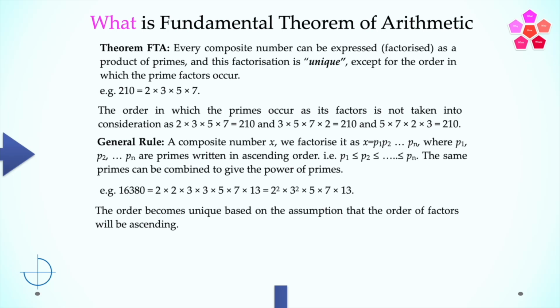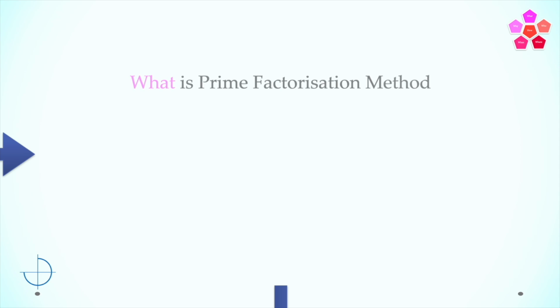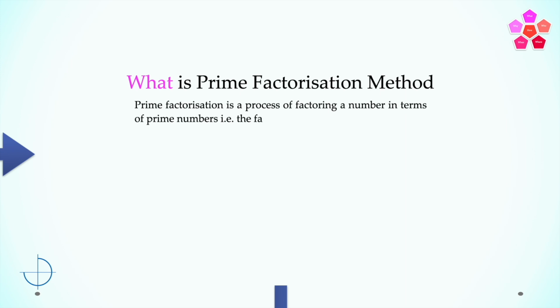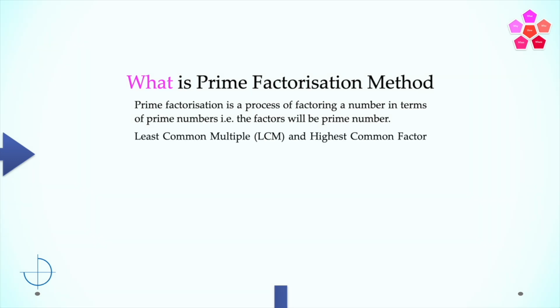A direct application of the fundamental theorem of arithmetic is the prime factorization method. So, what is the prime factorization method? The prime factorization method is a process of factoring a number in terms of prime numbers. That is, the factors will be prime numbers. Least common multiple and HCF, highest common factor, can be calculated by this method.